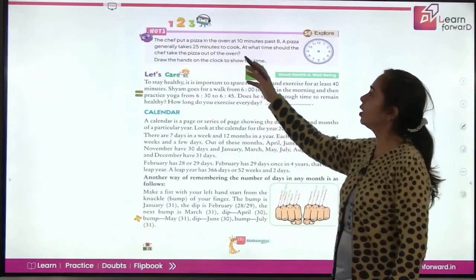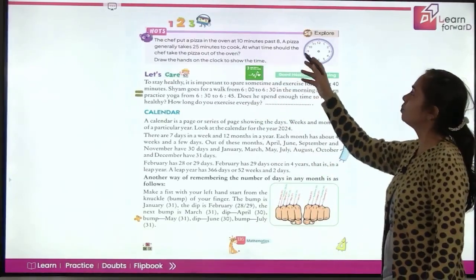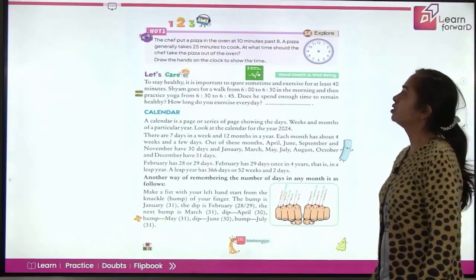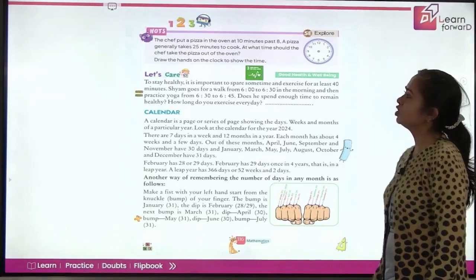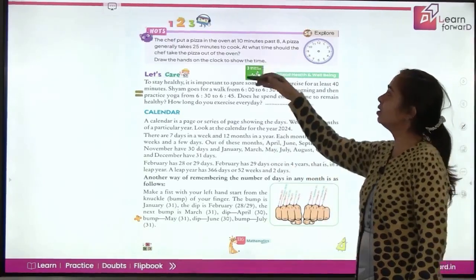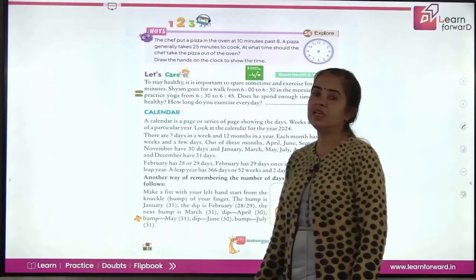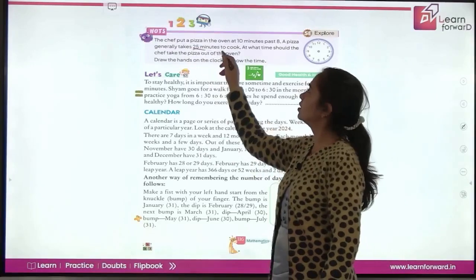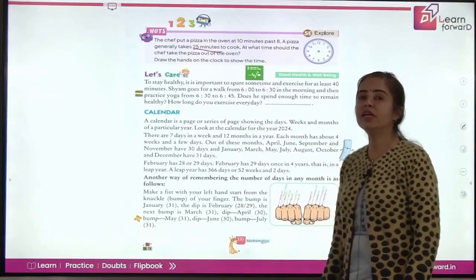The chef put a pizza in the oven at 10 minutes past 8. A pizza generally takes 25 minutes to cook. At what time should the chef take the pizza out of the oven? So he starts at 10 minutes past 8 o'clock and he has to keep it in the oven for 25 minutes. That means what time will he take it out?